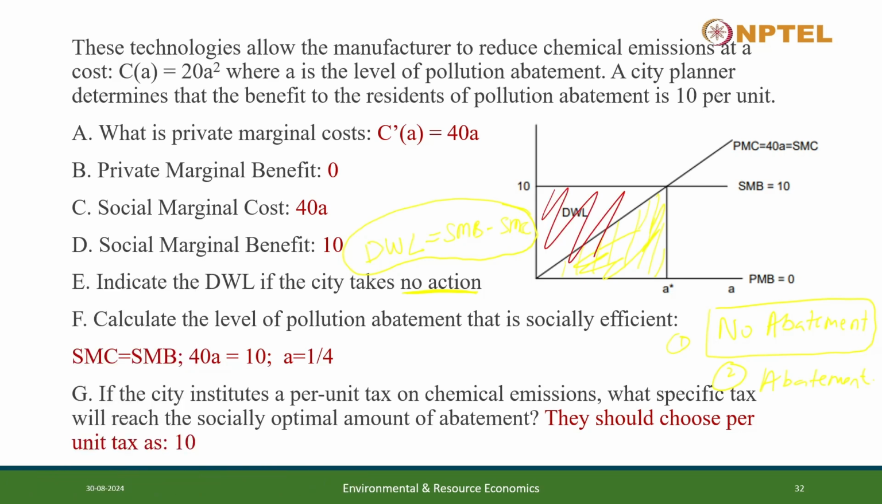This will be the whole benefit area. This one is benefit. Is it clear? And this yellow part is cost. Am I right?